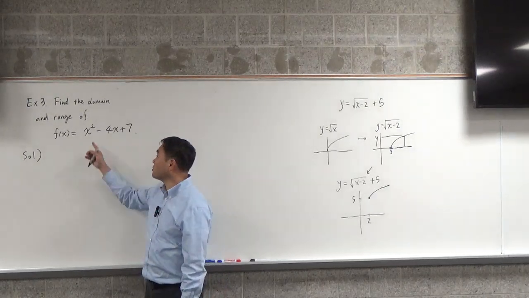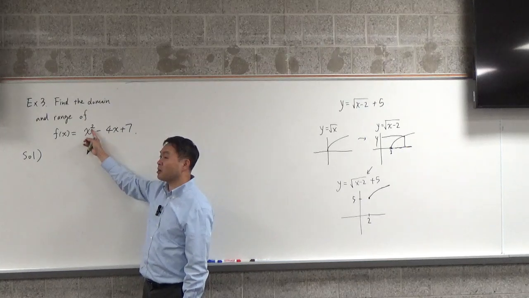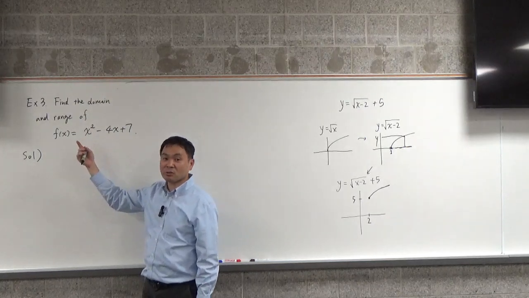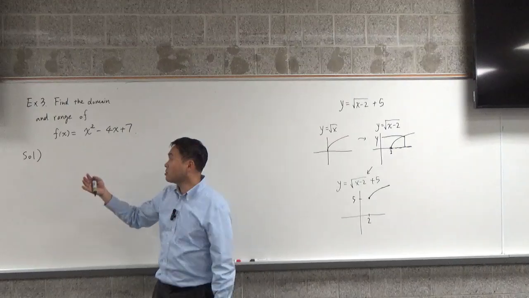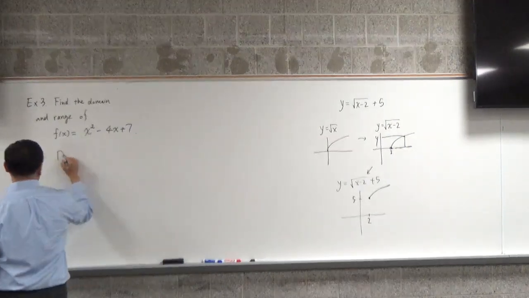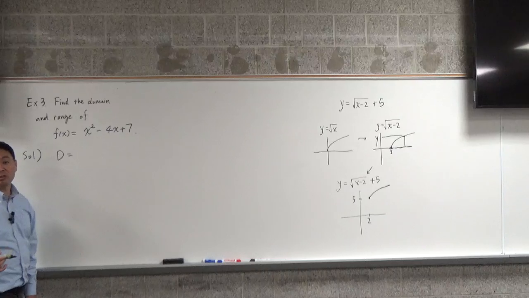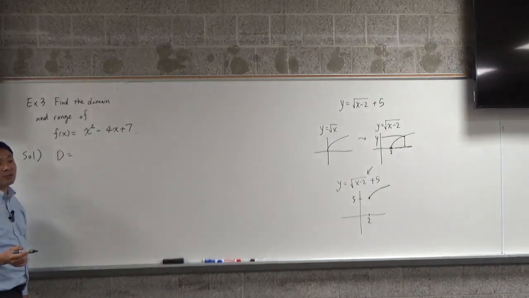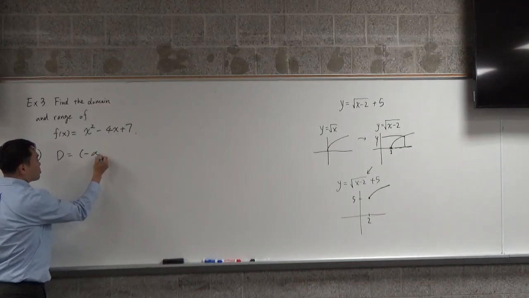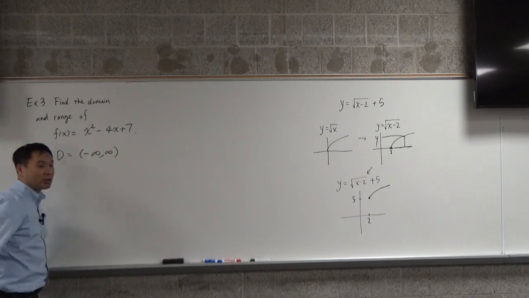And so in the same way, if you can calculate negative 1 squared and get the value of positive 1, that means it's okay. So that means the domain is all reals. You can plug in whatever. Domain is all reals, from negative infinity to positive infinity.